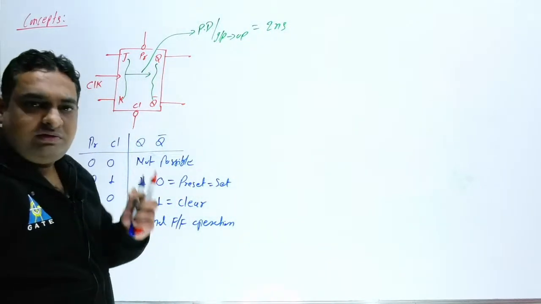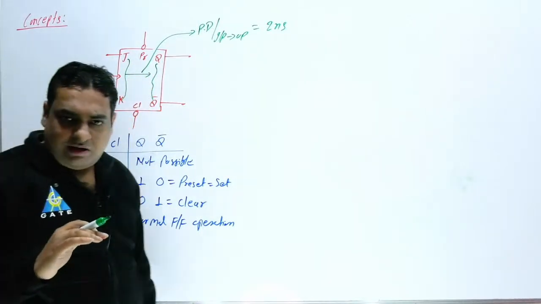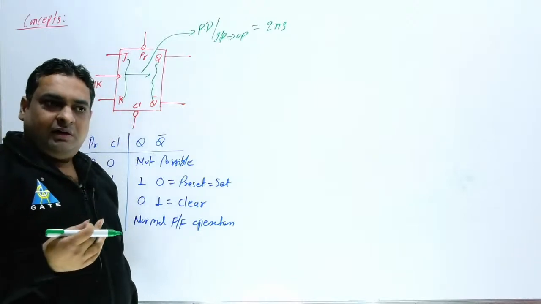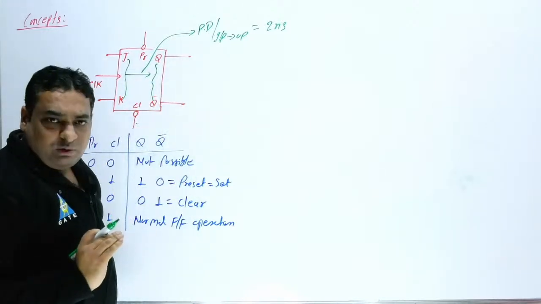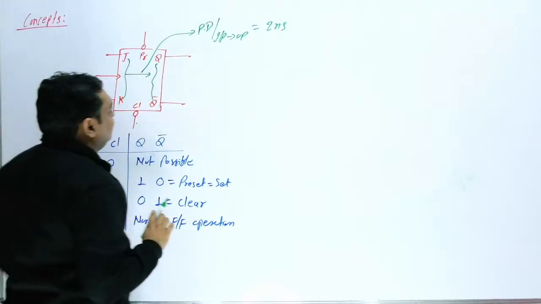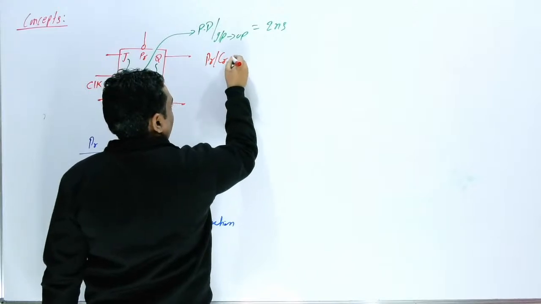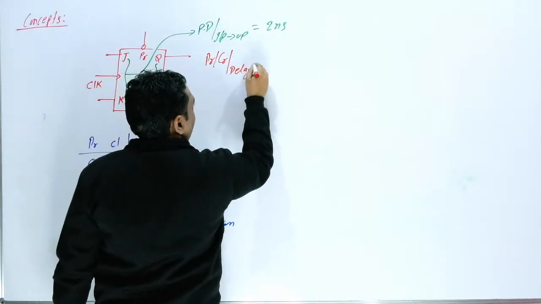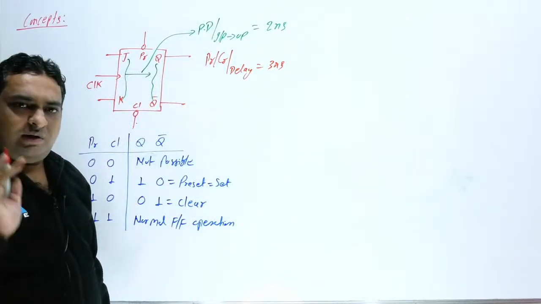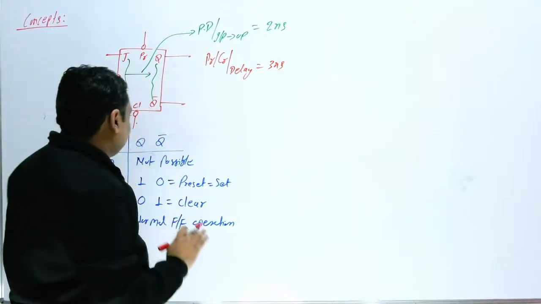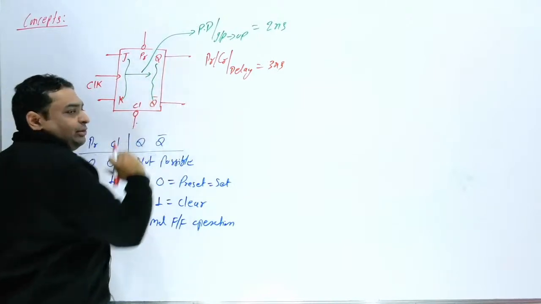I assume 2 nanosecond. Okay, now preset and clear are also operating. If you process preset or clear, suppose when this point is triggered, definitely after some delay the output will process. So I can write preset or clear delay is equal to, suppose for example, 3 nanosecond. Just assume 3 nanosecond. It means when you are applying, suppose, clear to this flip flop, after 3 nanosecond the output will be clear.